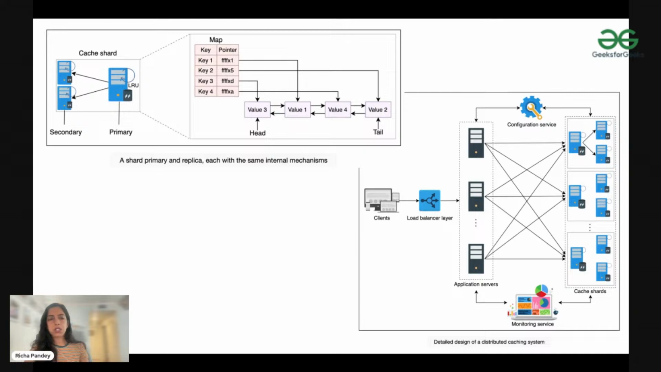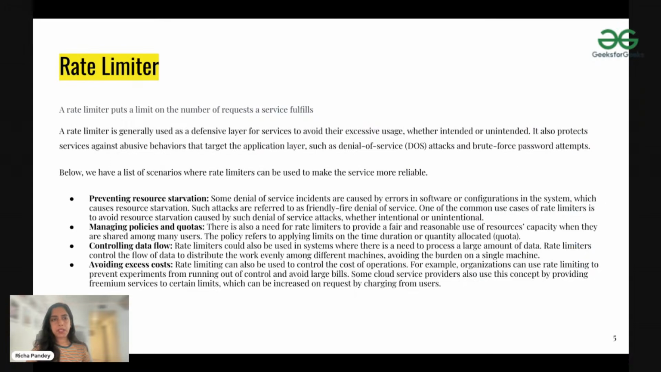So this is all about caching. Now let's move on to the next topic. So it's about rate limiter. Rate limiter is, I would say, one of the most important topics in a distributed system. It's pretty much used in any part of the system. It can be used on the server side, it can be used on the client side, it can be used on the database side. It's pretty much used anywhere in the system.